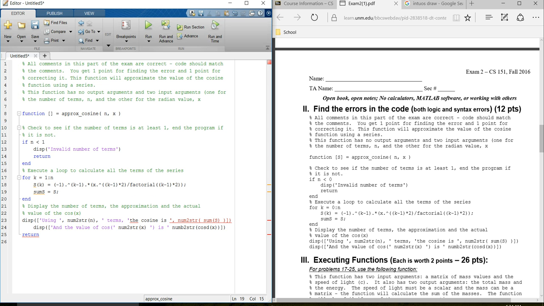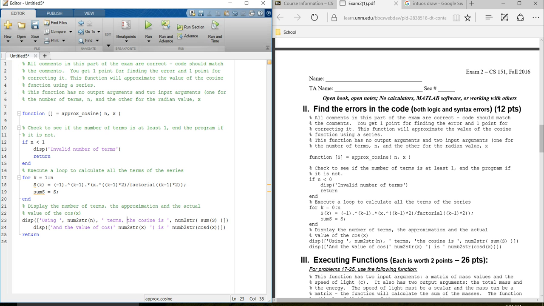Display the number of terms, the approximation, and the actual value of the cosine of x. Display the number of terms, which is n, num2str n, and n is a double, so that's good. The approximation, the cosine is sum of s. This is the approximation. And the actual value, and we have the actual value right here. So this looks right all the way up till here. He threw in an extra single quote, but other than that, that looks right.